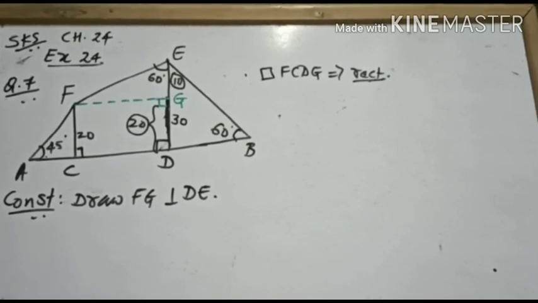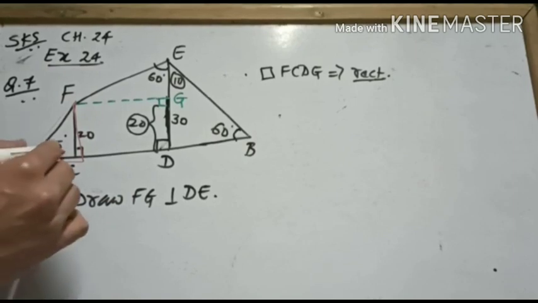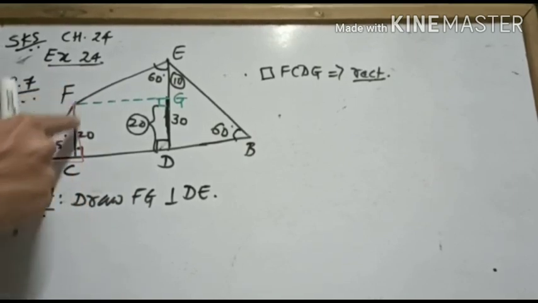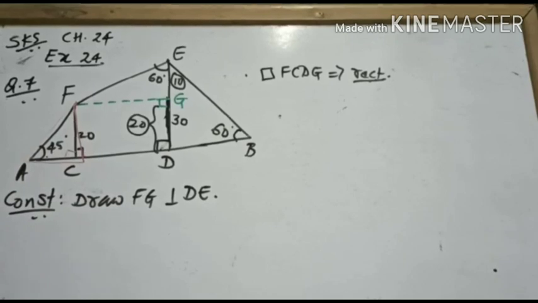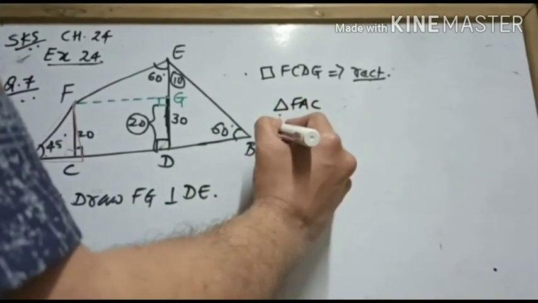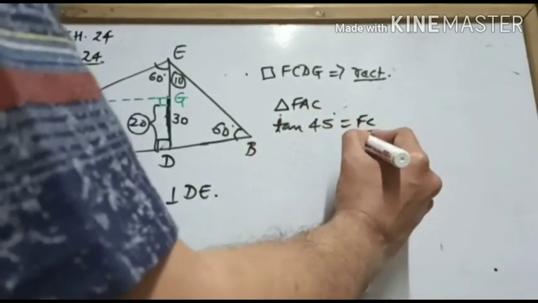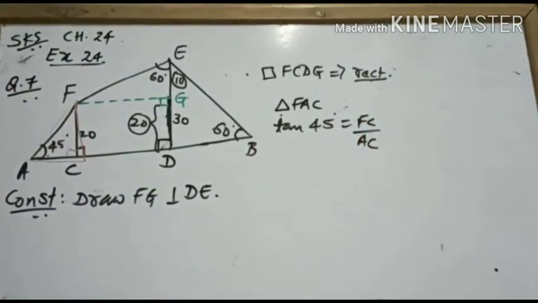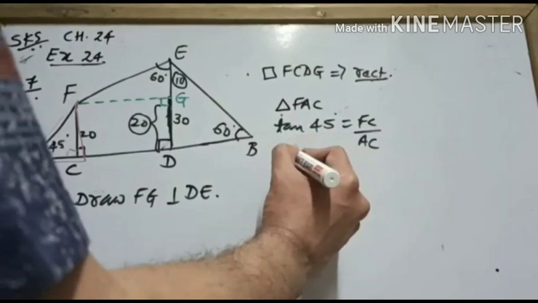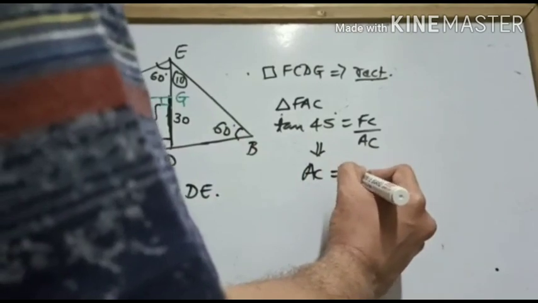Now look at the extreme left triangle FCA. One angle is 90 degrees, one side is given to you, one angle is given to you. Will you be able to find AC? If you are quick enough, I'm talking about triangle FAC. In triangle FAC, tan 45 will be equal to FC upon AC, opposite side upon adjacent side. So if you calculate with the help of your tabular values, then you will be able to calculate AC as 20.